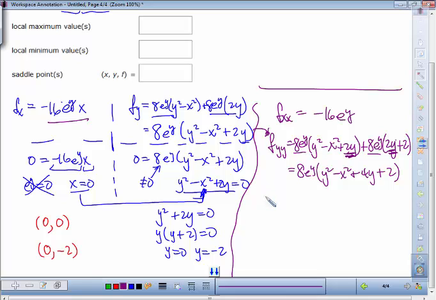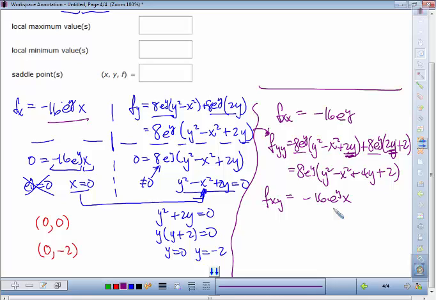And now I have to do fxy. So fxy is equal to fyx. I can either take the derivative of fy with respect to x, or I could take the derivative of fx with respect to y. And fx looks a lot simpler. If I take the derivative of that with respect to y, it's just going to be itself again, right? And if I were to do the derivative of fy with respect to x, I should get the same answer.